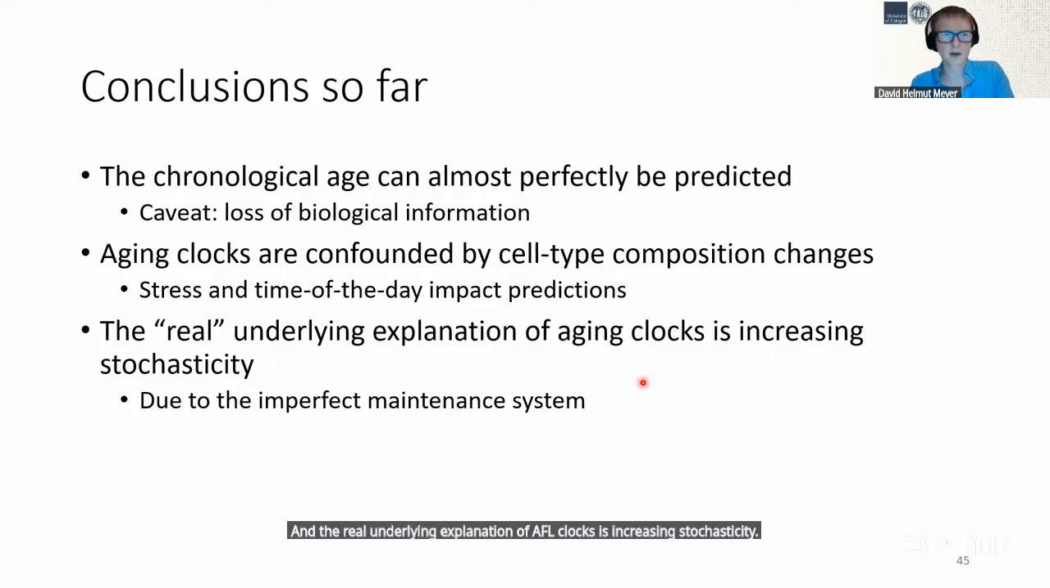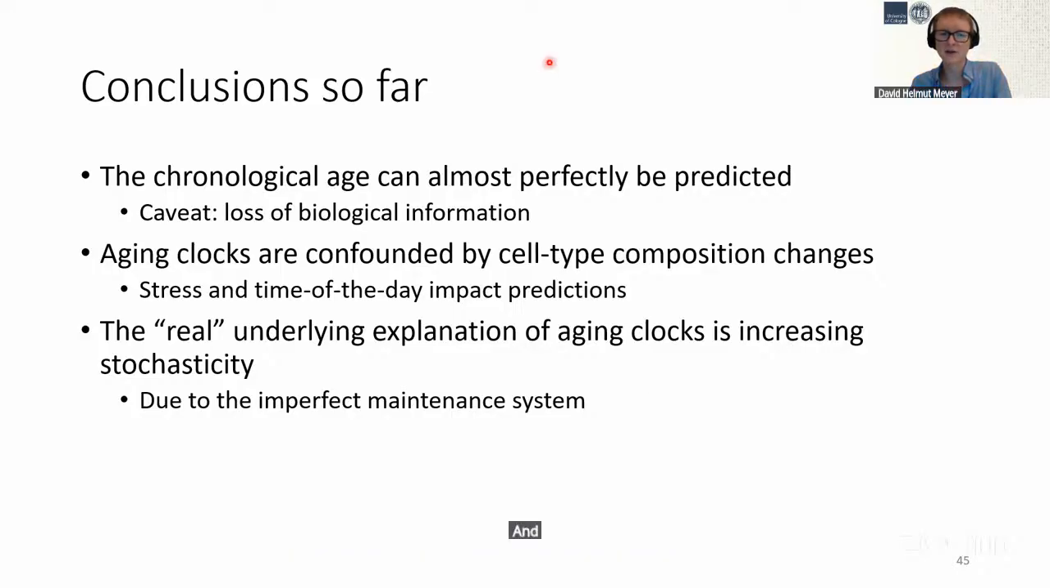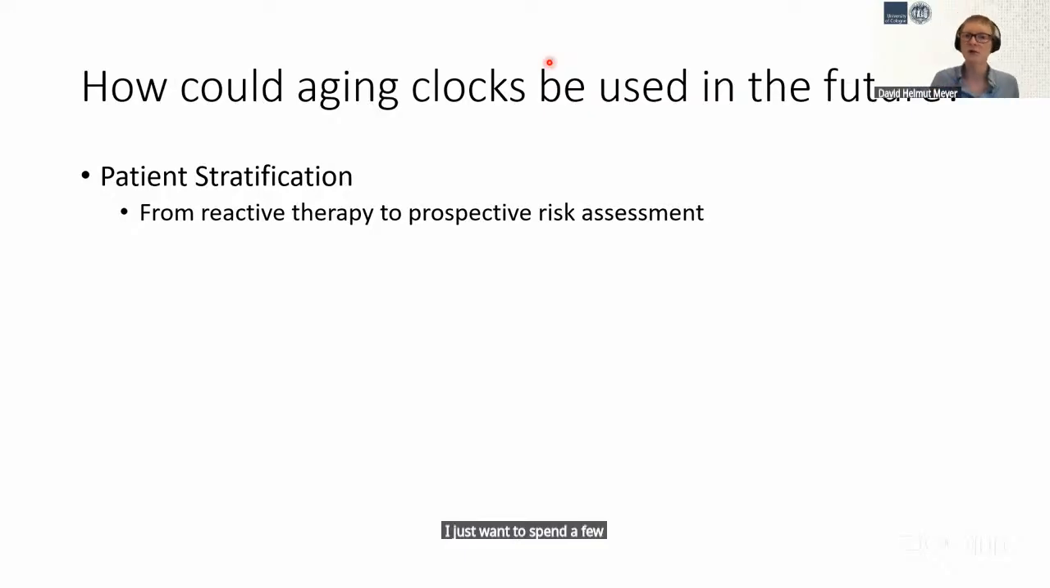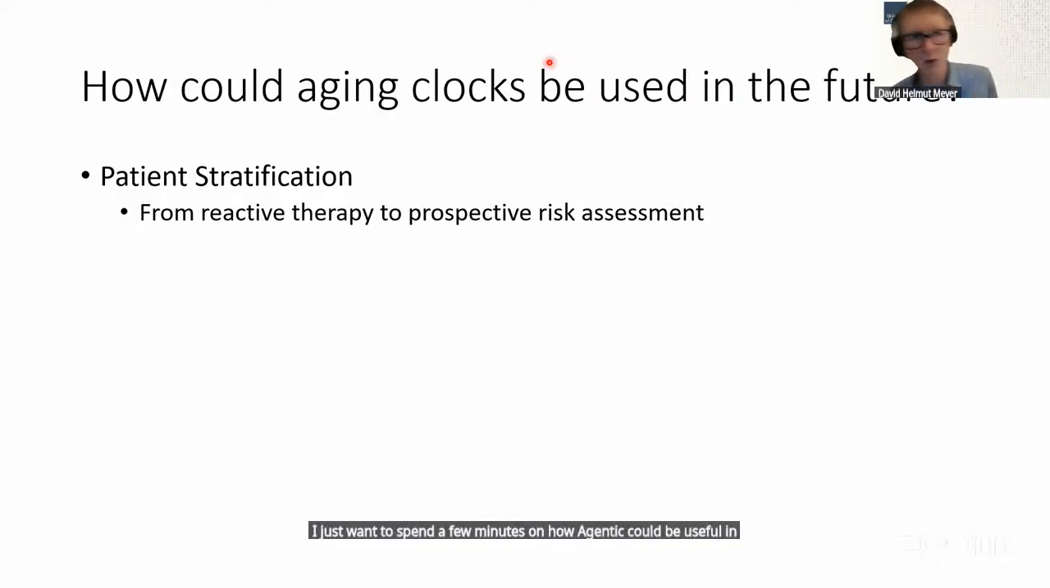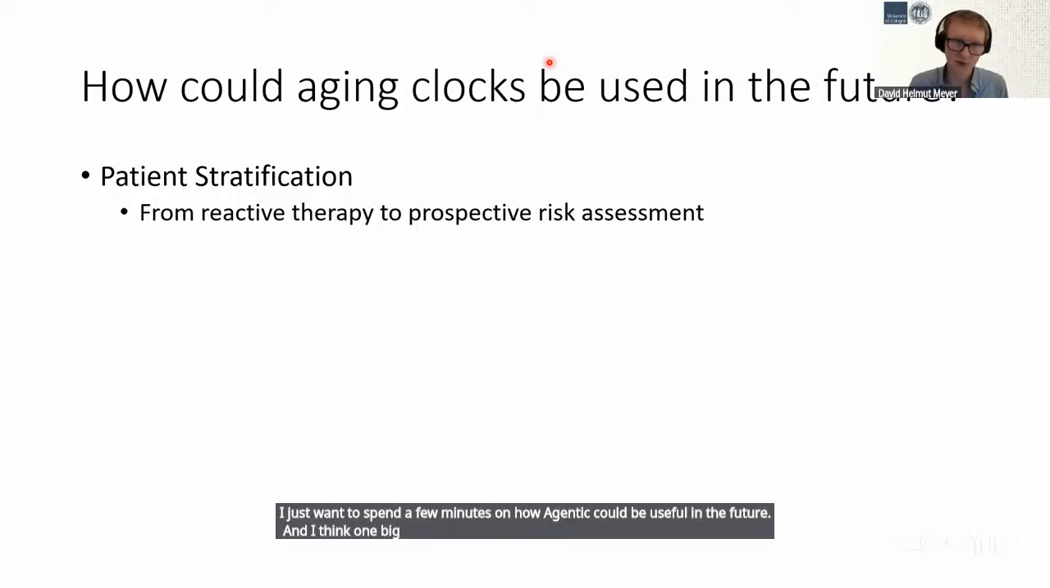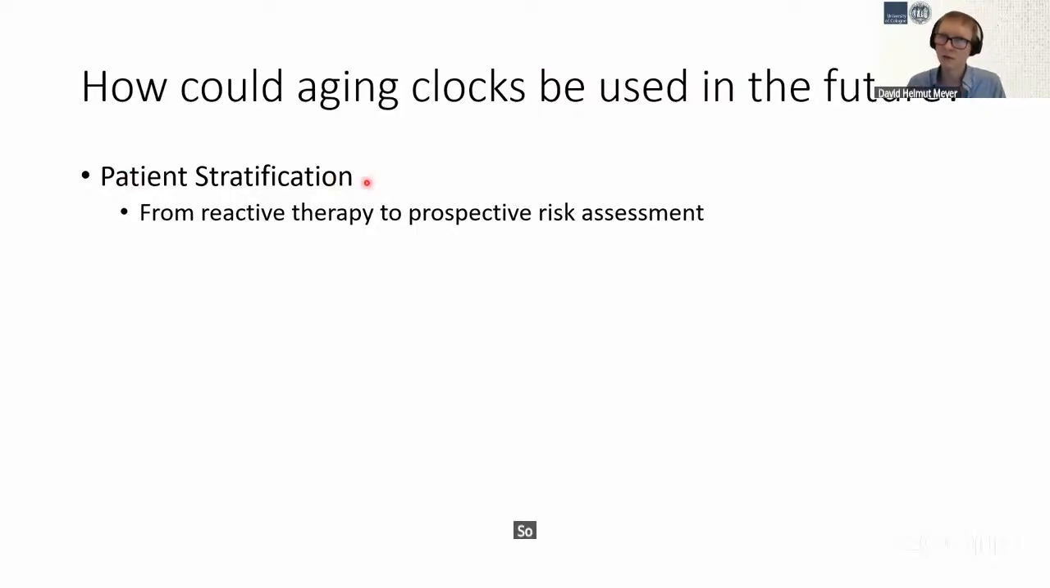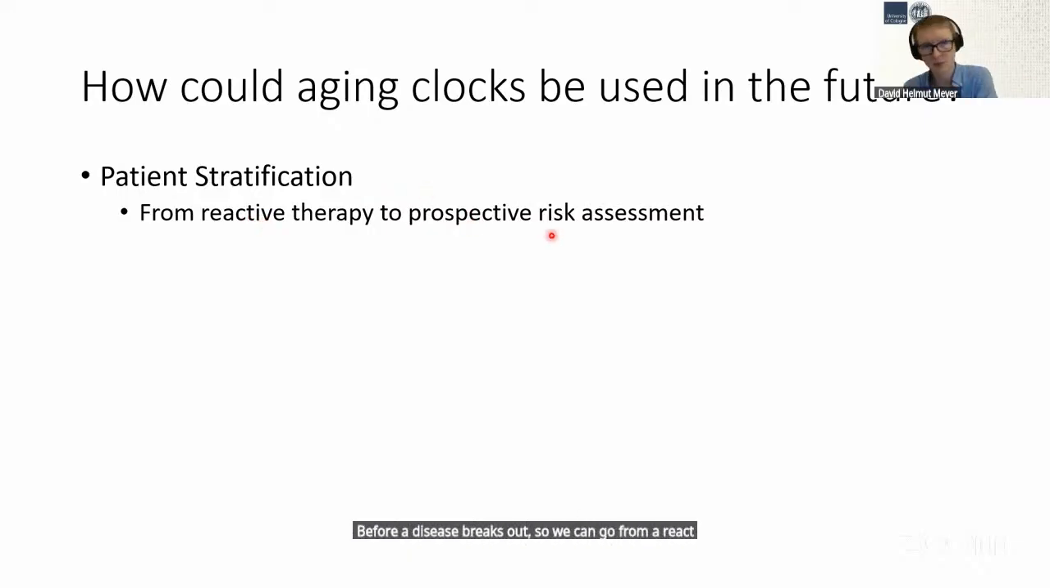And now I just want to spend a few minutes on how aging clocks could be useful in the future. And I think one big point is patient stratification. So we might identify individuals that are at risk before a disease breaks out. So we can go from a reactive therapy to a prospective risk assessment.